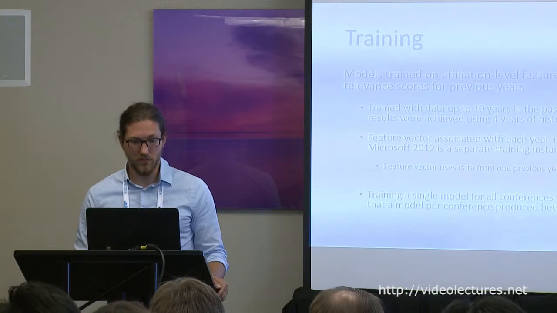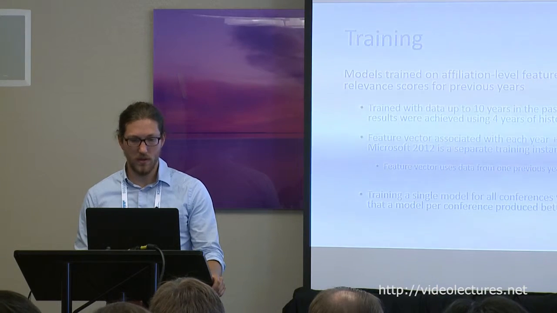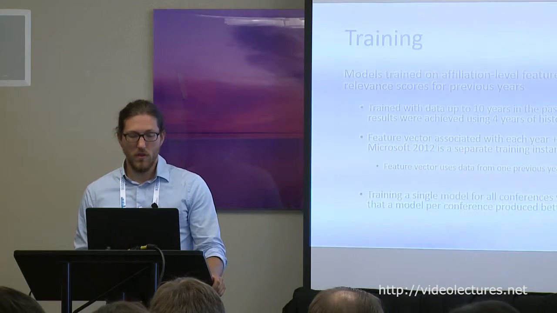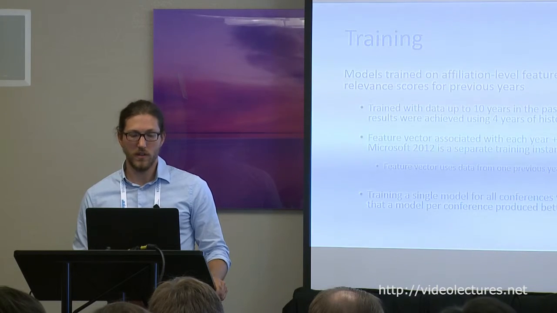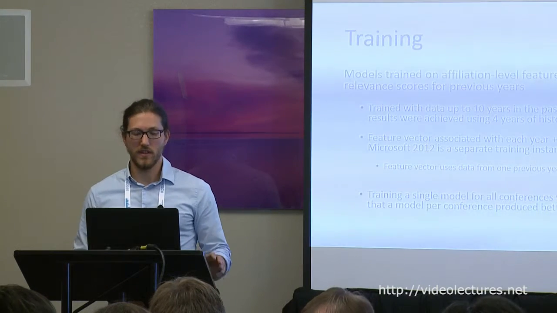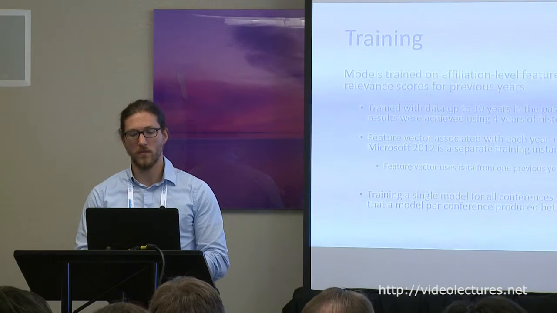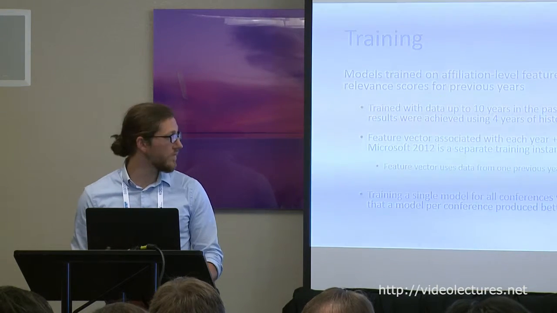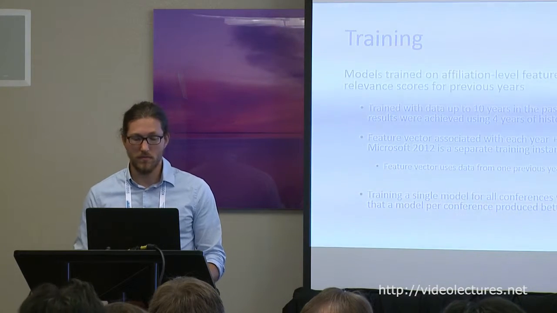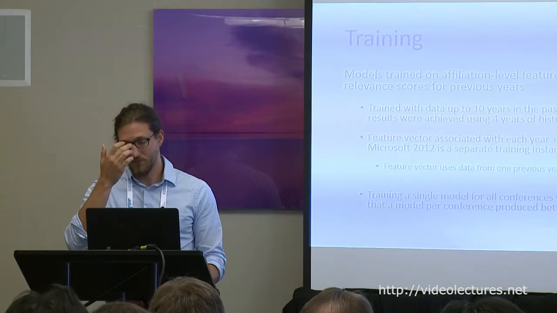Some examination of our training pipeline here. We trained on the affiliation level feature vectors and the ground truth relevance scores, all of this gathered from the Microsoft Academic Graph. We trained on data from up to 10 years in the past and found that 4 years was ideal for giving the best results.